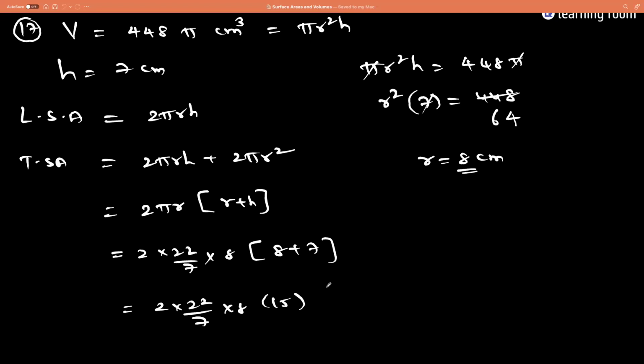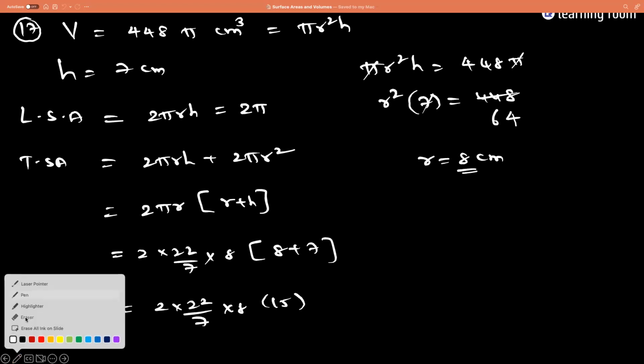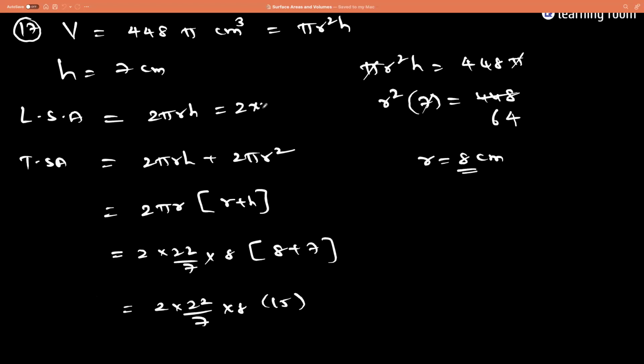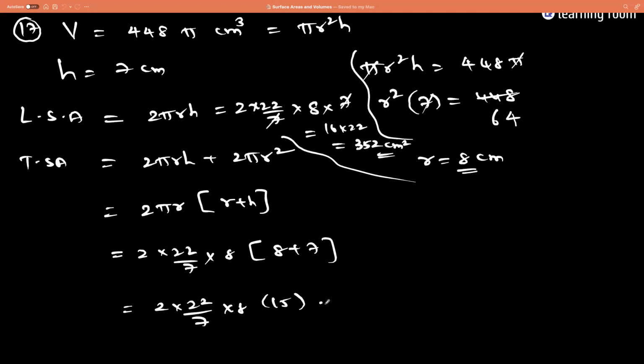So when you multiply this, how much are we going to get? Oh, sorry, I calculated the total surface area first. So first, if I calculate the lateral surface area, it is going to be 2 into 22/7 into R, which is 8, into height, which is 7. So cancel it. So 16 into 22. 16 into 22 is how much? You will get 352 centimeters square. The total surface area would be equal to 754.28 centimeters square. See, the calculation part I'm leaving to you. I'm trusting that you will try and get back if there is any doubt. So try it out.